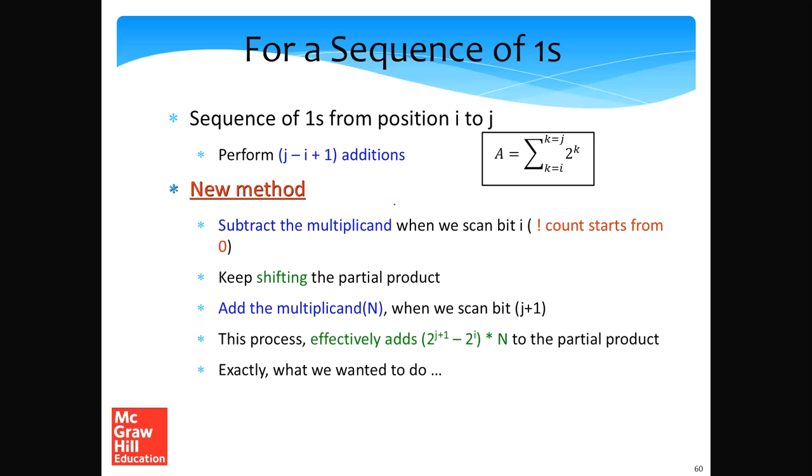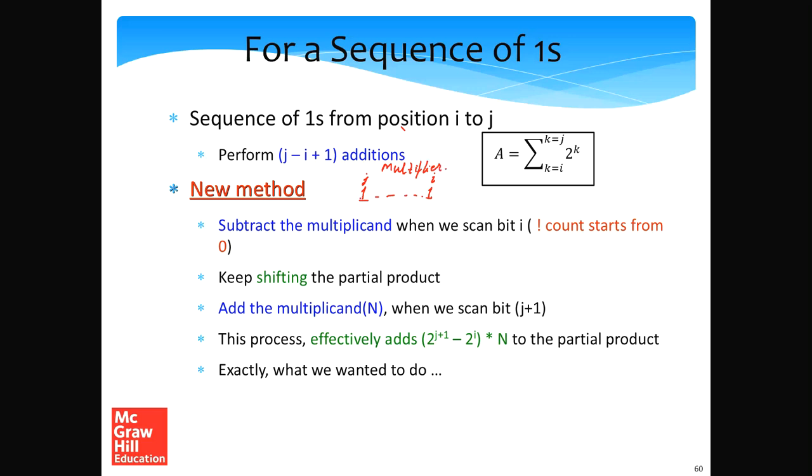So let's do a new method. The new method is called the Booth multiplication method. Let's assume we have a sequence of ones from bit position i to j in the multiplier.